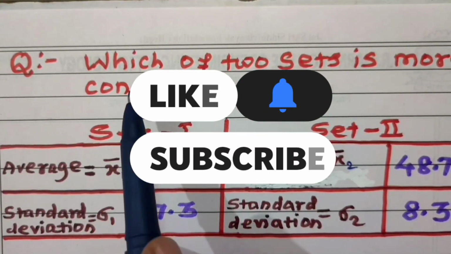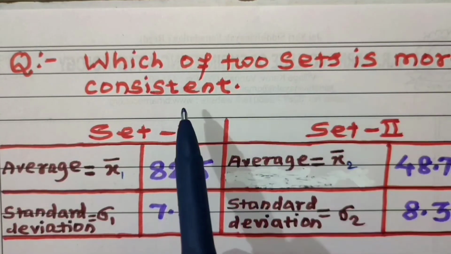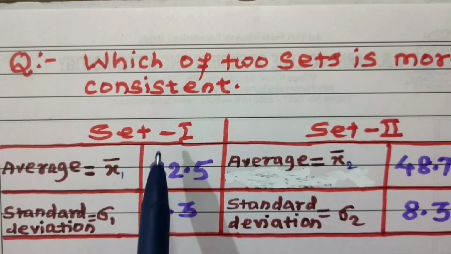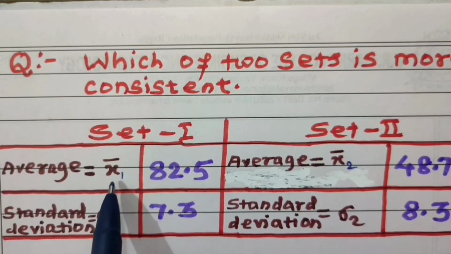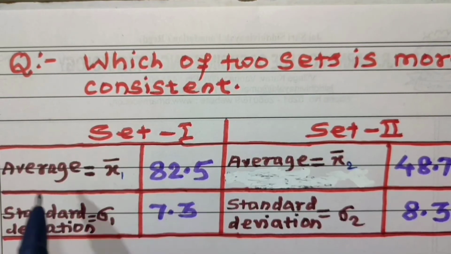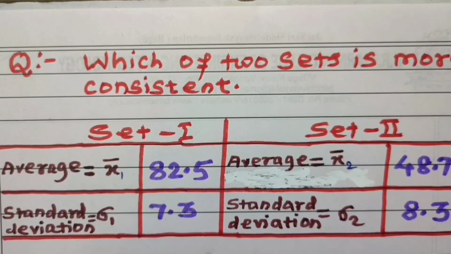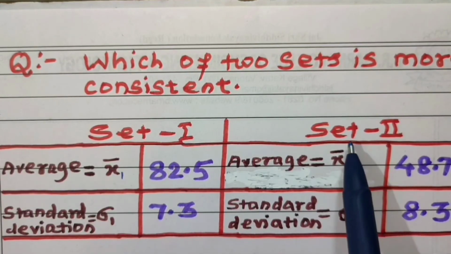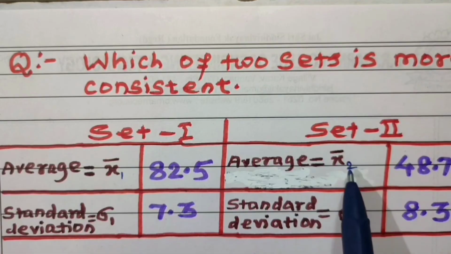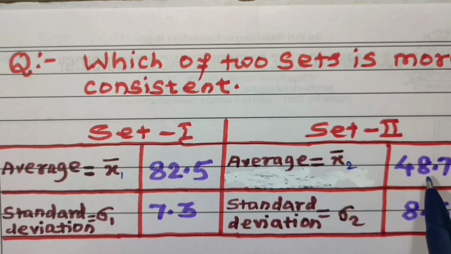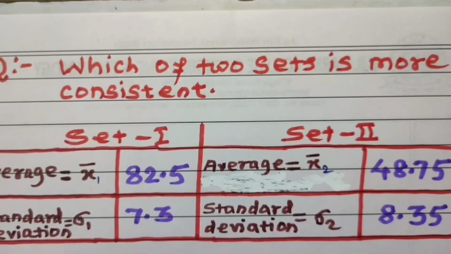Which of two sets is more consistent? Two sets are given, set 1 and set 2. Average of set 1 is 82.5 and which is denoted by x1 bar suppose, and standard deviation of set 1 is 7.3 and standard deviation is represented by sigma 1. Now considering set 2, average of set 2 is denoted by x2 bar and which is equal to 48.75 and standard deviation of set 2 is sigma 2 which is equal to 8.35. Okay, 48.75 and 8.35. Let us solve this sum.